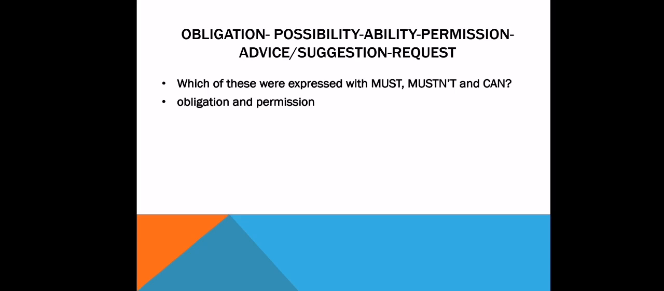All right, let's talk about what modal verbs express. They can express obligation, possibility, ability, permission, advice or suggestions, or they can express a request. So which one of these were expressed with must, mustn't, and can? Can you think of anything? So must, mustn't, and can express obligation or permission.